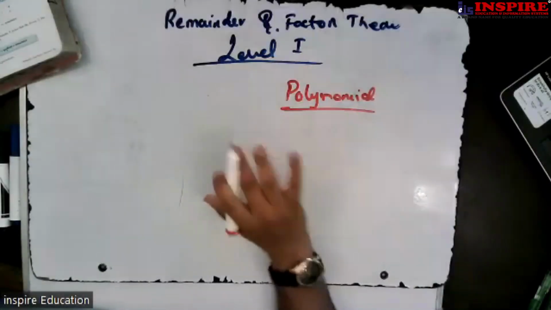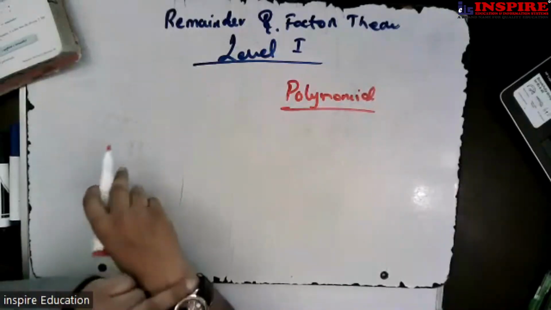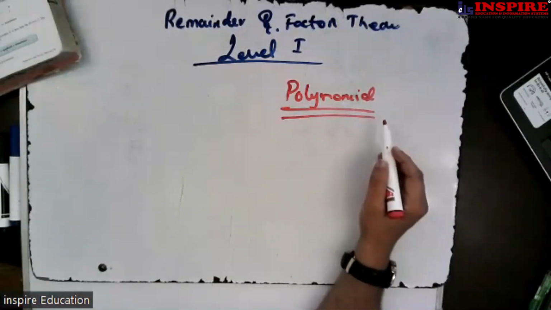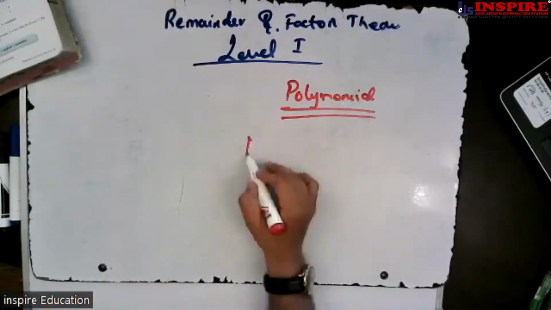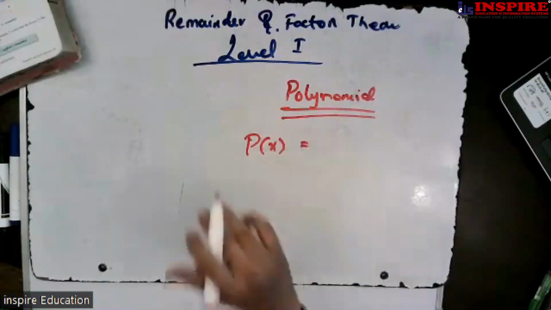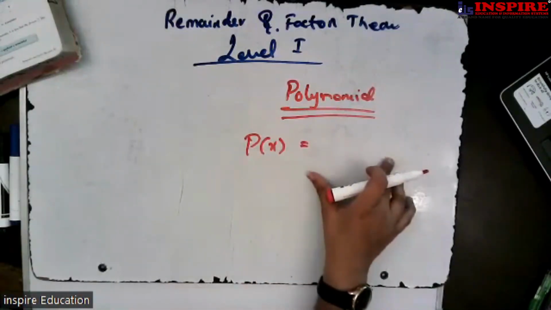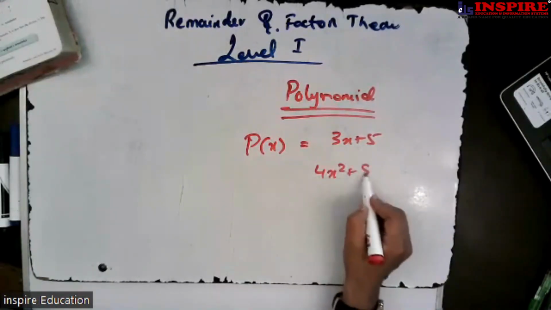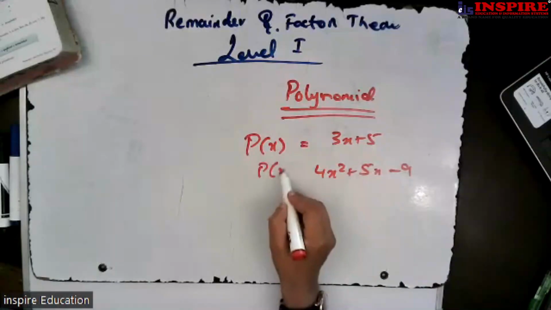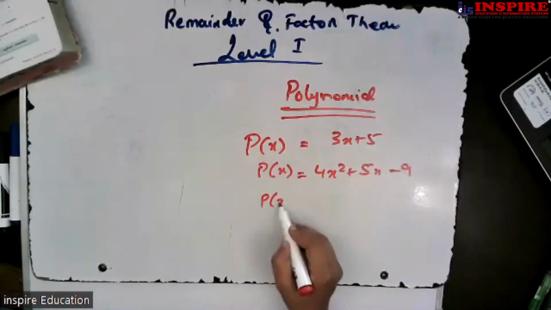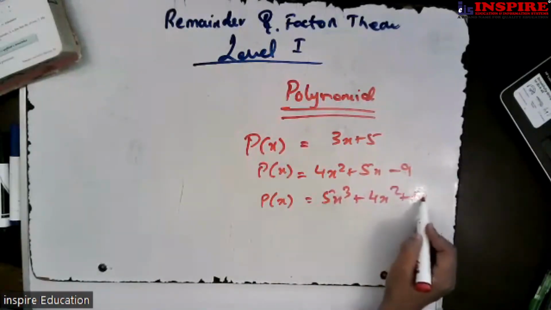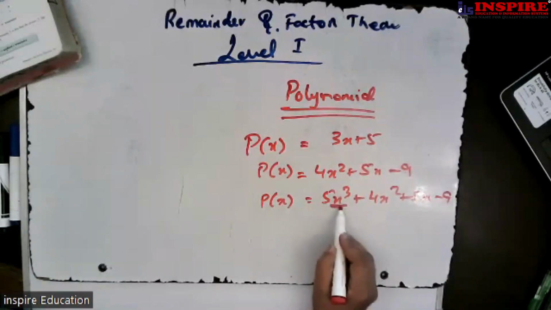Before you start anything, you need to know what a polynomial is. A polynomial is, say, p of x, where multiple powers of x can come in. For example, 3x plus 5 is a polynomial. 4x squared plus 5x minus 9 is also a polynomial. And a polynomial can also be 5x cubed plus 4x squared plus 5x minus 9. This polynomial is of degree 3.